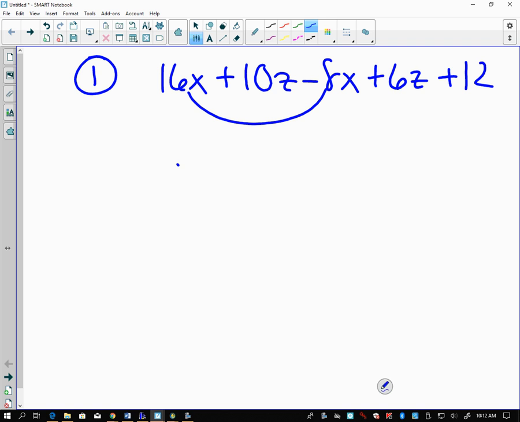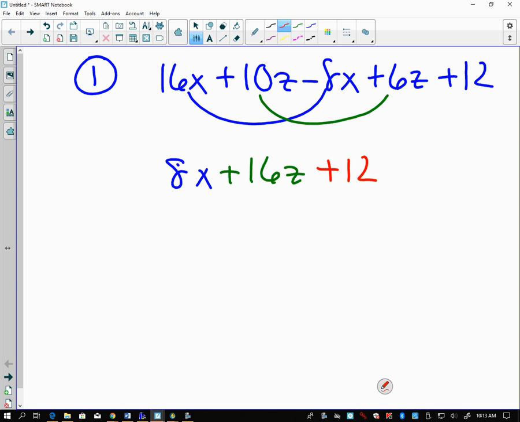16x and negative 8x. What's 16x and negative 8x? 8x. Okay, so we got 8x. What's next? 10z and 6z. What's 10z and 6z? 16z. Yeah, be careful with that, because the reason we're talking about this today is because those are mistakes we'll make tomorrow, right? Plus 12 doesn't have any like terms. So that's what we would get potentially here.